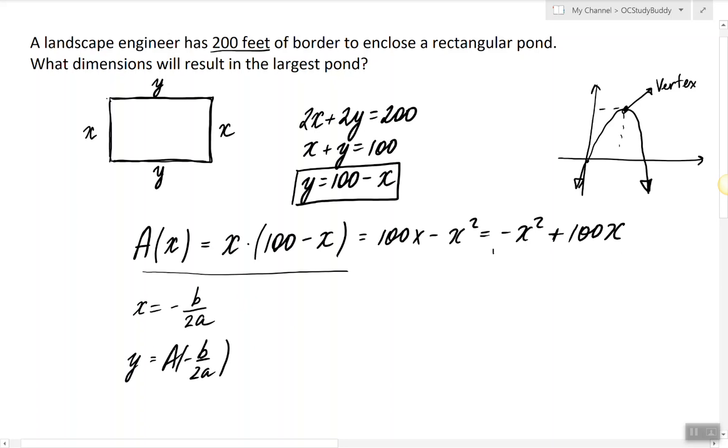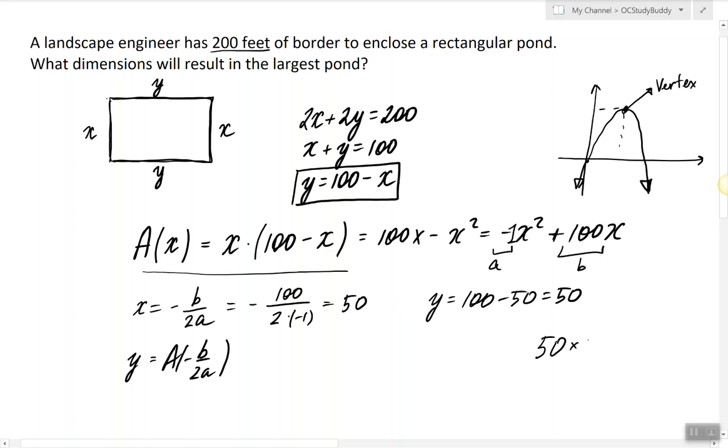In this case, a is negative 1 and b is 100. So to find x, we simply plug it in and we get 50. So the dimensions that result in the largest pond are x equals 50 and y equals 100 minus 50, which is also 50. So the pond must be 50 by 50 feet.